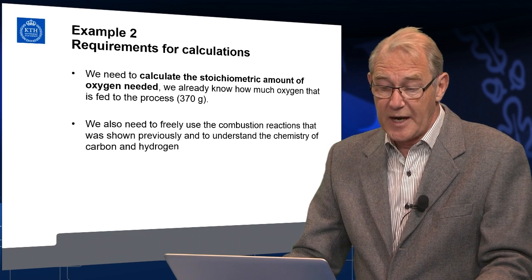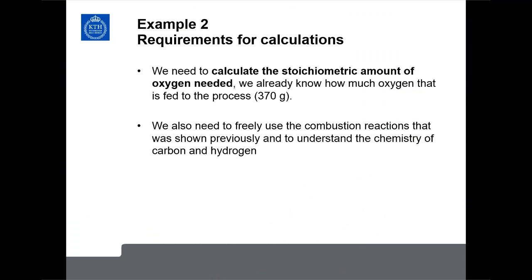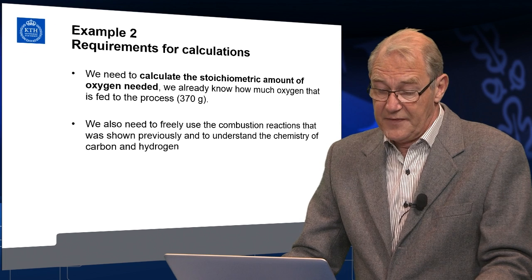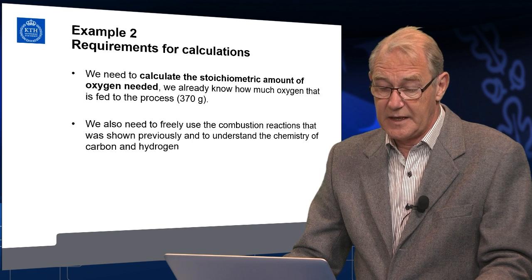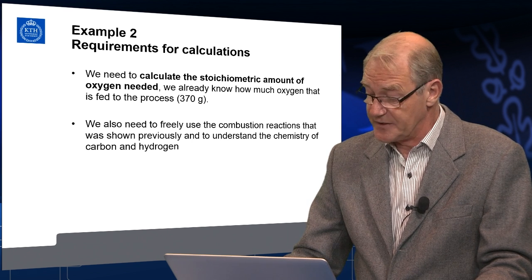Now, the requirements for calculations. We need to calculate the stoichiometric amount of oxygen needed. We already know how much oxygen is fed to the process, which was given previously as 370 gram. We also need to freely use the combustion reactions that we looked at previously, and to understand the chemistry of carbon and hydrogen.